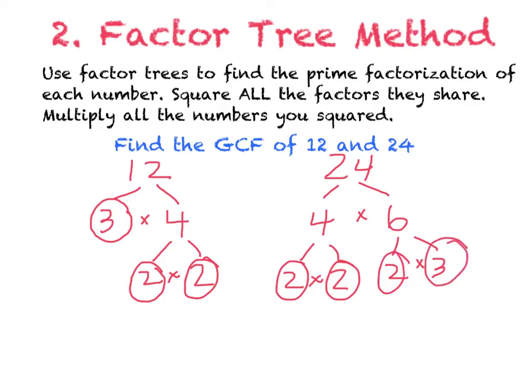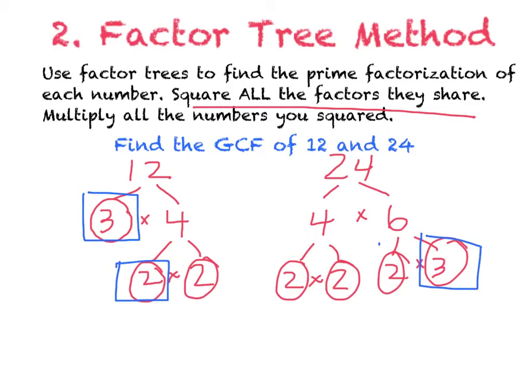Now the next step says to put a square around all the factors that they share. So notice there's a 3 here. The reason that I say square them is because we already are used to putting the circles around prime numbers, so using a different shape is going to help us make sure we choose only the numbers that they have in common. Now I have a 2 here, and I have a 2 here to match up. I have a second 2 here, so I can match up the second 2.